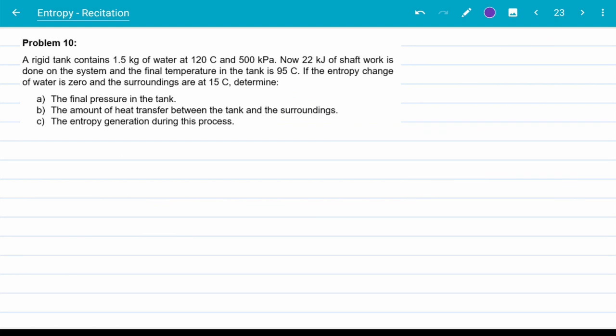Okay, problem 10. We have a rigid tank containing 1.5 kilograms of water at 120 degrees Celsius and 500 kilopascals. 22 kilojoules of shaft work is done on the system, and the final temperature in the tank reaches 95 degrees Celsius. If the entropy change of water is zero and the surroundings are at 15 degrees Celsius, we are asked to find the final pressure in the tank, the amount of heat transfer between the tank and the surroundings, and the entropy generation during this process. Okay, so let's see what we know first. We know that initially our tank is at 120 degrees and 500 kilopascals.